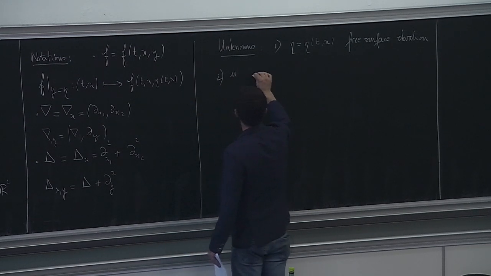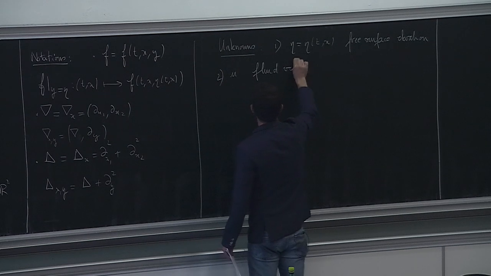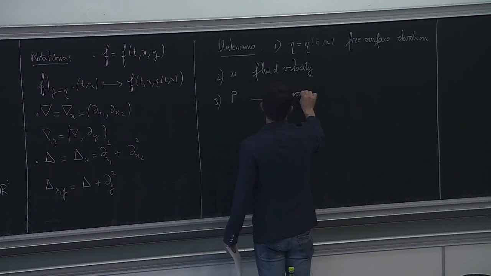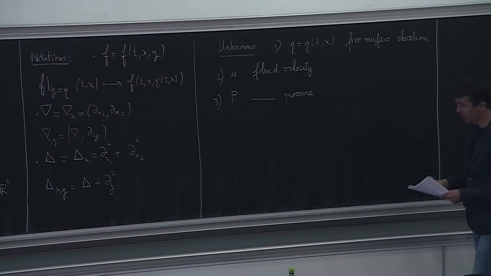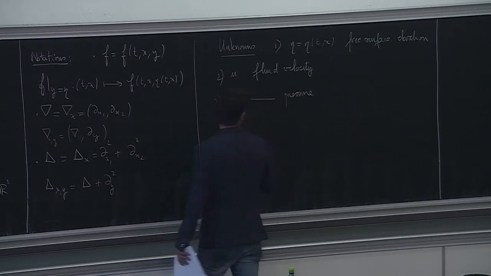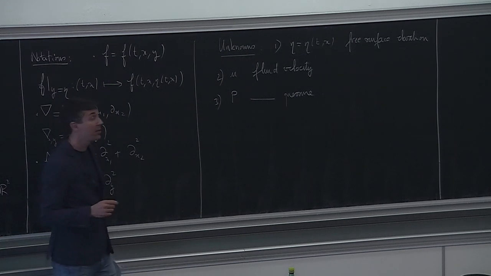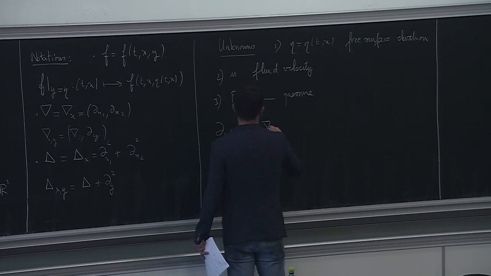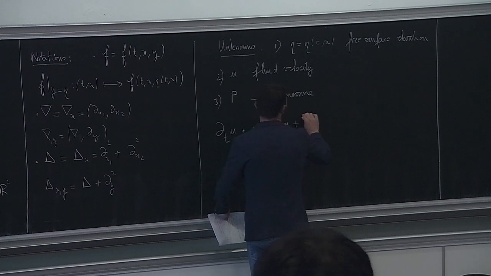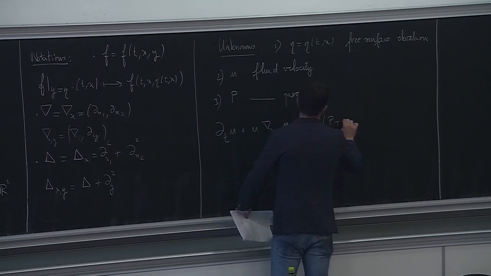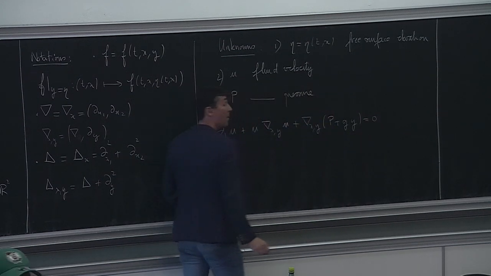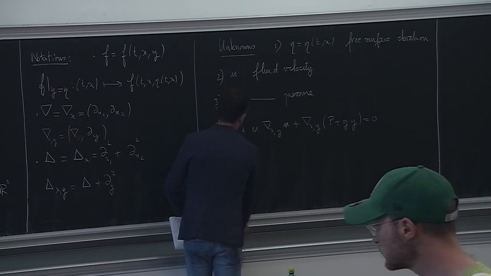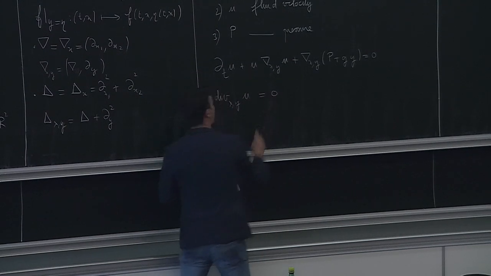We will also consider the fluid velocity u and the fluid pressure p. They are related by the incompressible Euler equation that has been introduced this morning. This is the equation d_t u plus u dot the gradient of u plus the gradient of p plus g e_y is equal to zero, together with the incompressibility condition that the divergence of u is equal to zero.